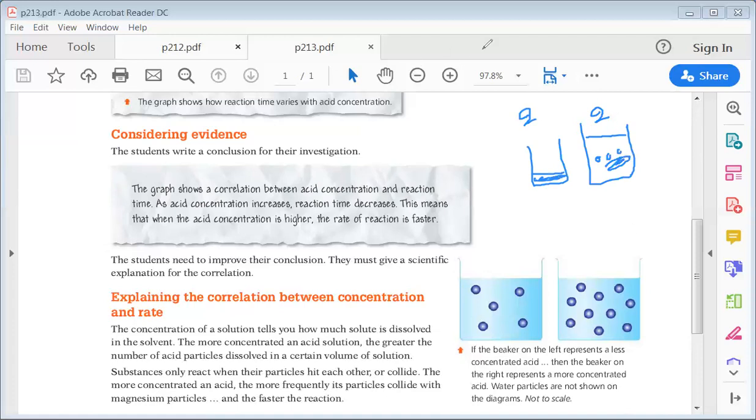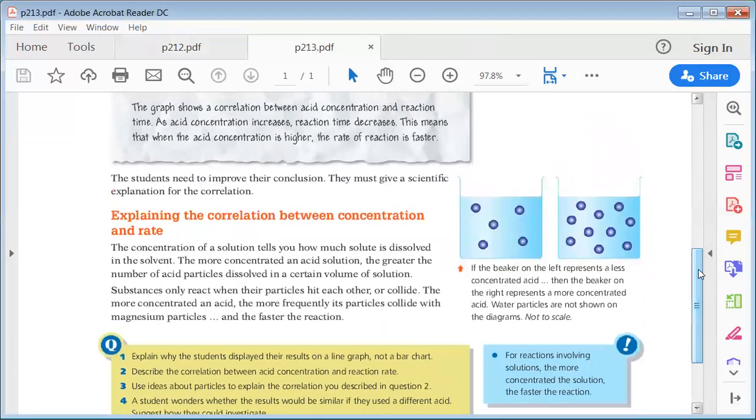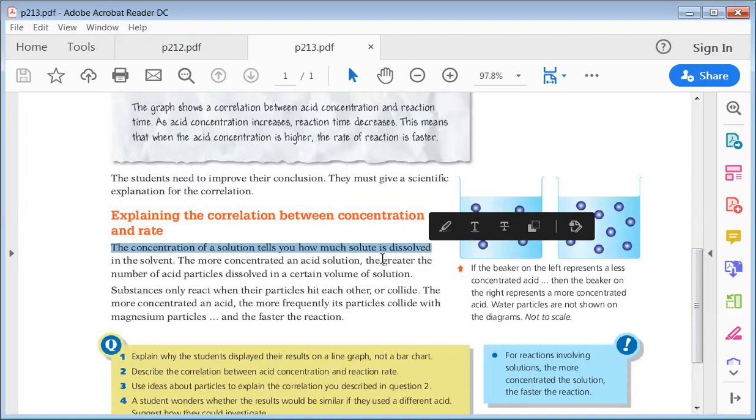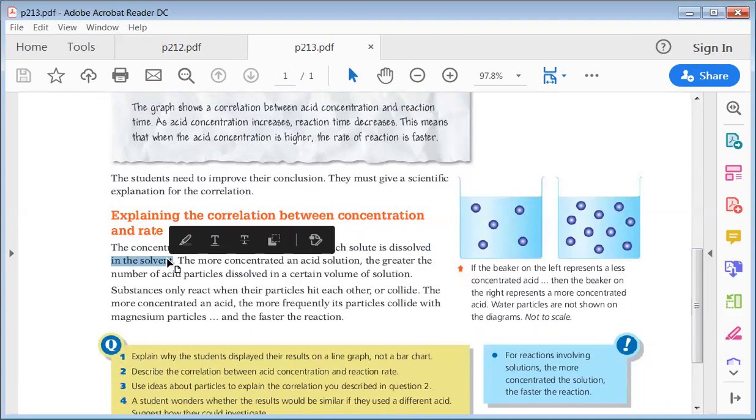So it's the same thing here, let me get the mouse. The same thing is happening here with the concentration of a solution. So the scientific explanation for them is that the concentration of a solution tells you how much solute is dissolved in the solvent. So where is the solute here? Which one of them is a solute? The magnesium ribbon, thank you. And the solvent is hydrochloric acid.